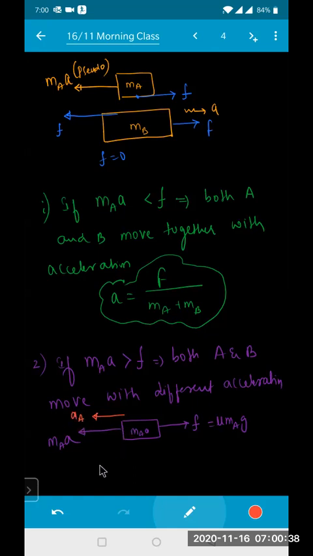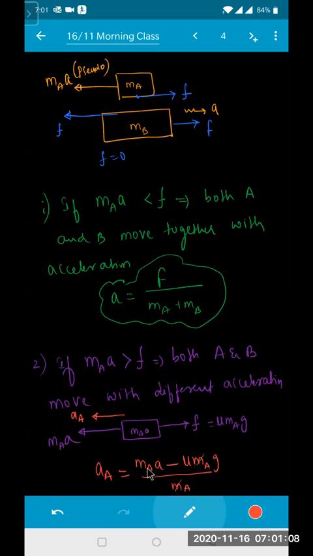So what is the acceleration of your A? Can you tell me? The net force in the direction of movement is m_A into A minus friction. Friction is F, equal to mu into m_A into g, divided by mass. Total mass is how much? m_A.